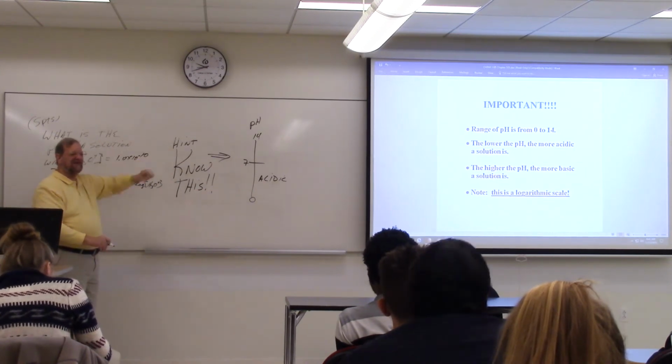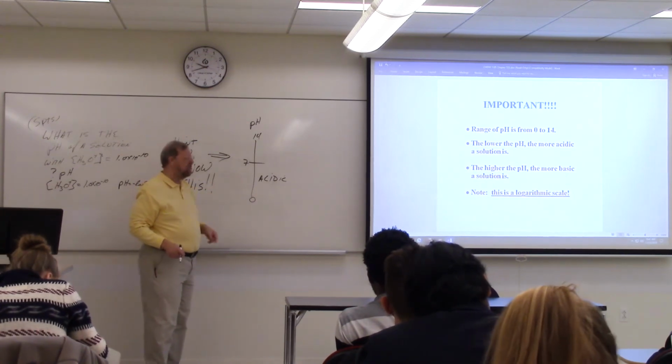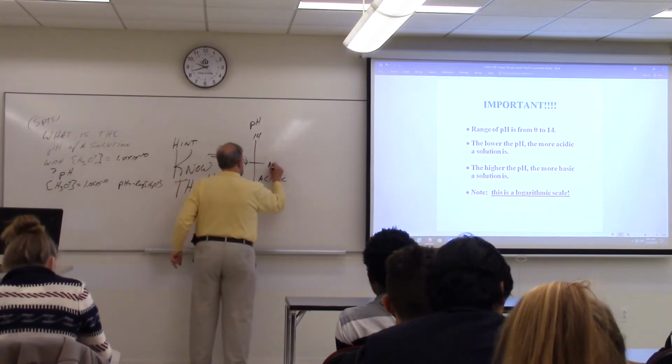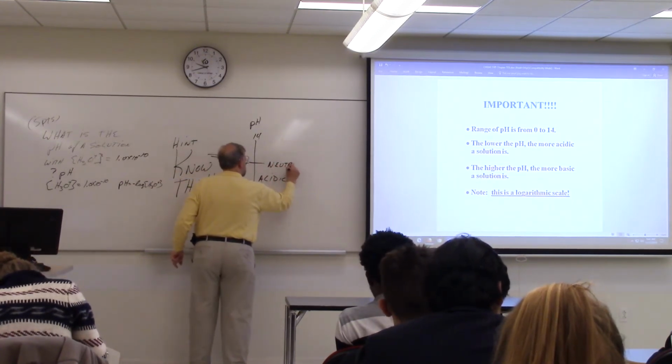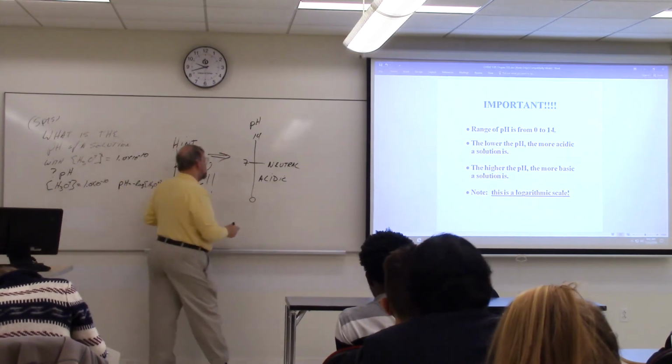Everybody get the message? All right, when pH is less than 7, you have acidic. When pH is equal to 7, it's called a neutral solution. When pH is above 7, we call that basic.